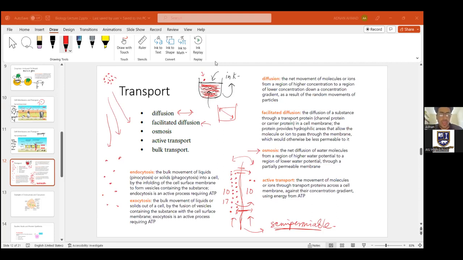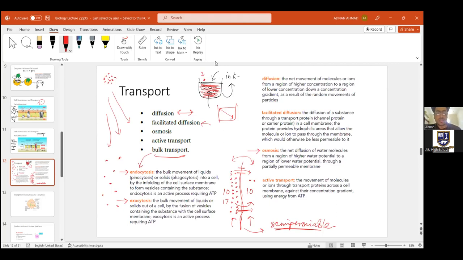Bulk transport has two types. One is endocytosis, and the second type is exocytosis. These are the examples of bulk transport.